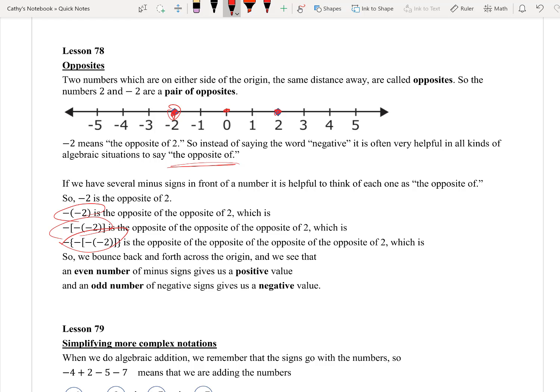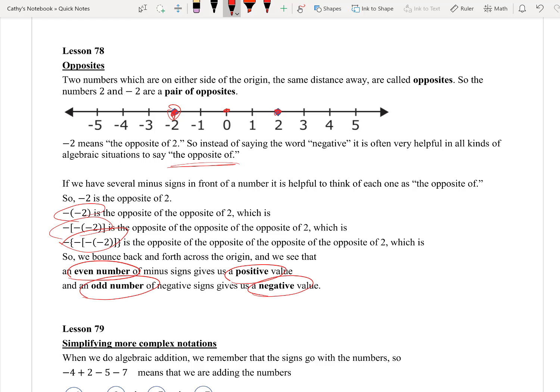The question is, where do you end up? Do you end up on the right side of 0 or on the left side of 0? Is this thing positive or is it negative? It's easy to figure out, because all you have to do is count the number of minus signs in front of the number, that is, to the left of the number. If it's an even number of negative signs, you'll have a positive value. If it's an odd number of negative signs, you'll have a negative value.